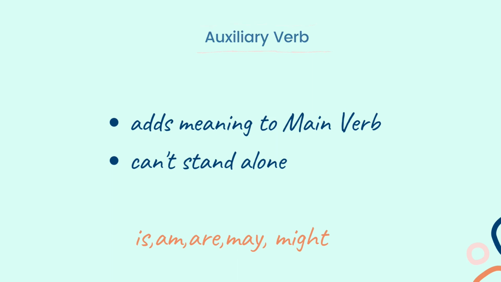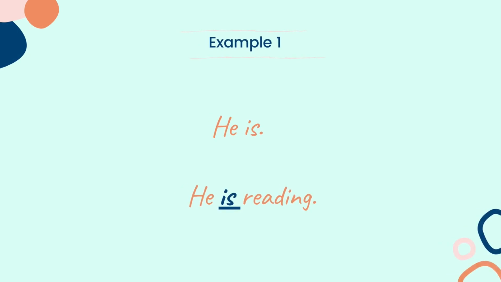Let's look into some sentence examples of it. He is. Here you will ask, he is what? So the sentence is incomplete, right? But if I say he is reading, then the sentence becomes complete. Here the helping verb is complementing the main verb reading. So is is an auxiliary verb here.